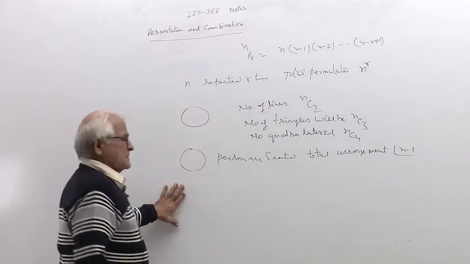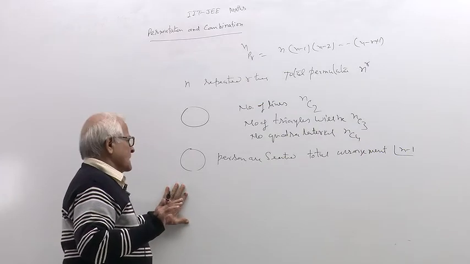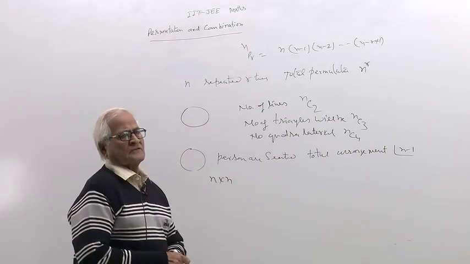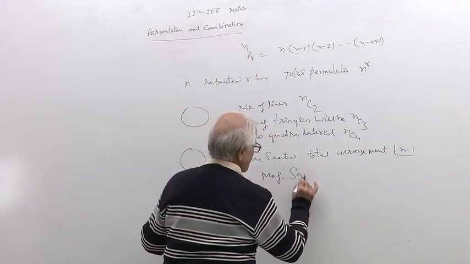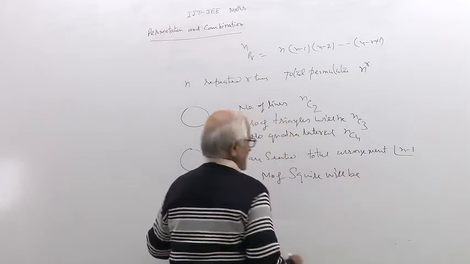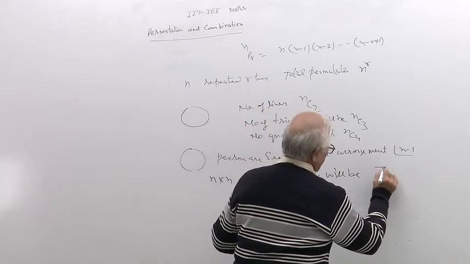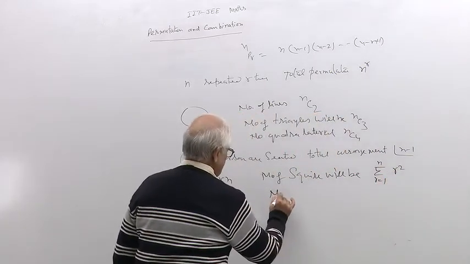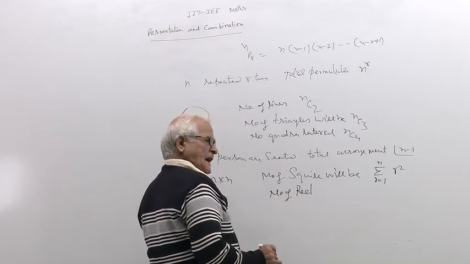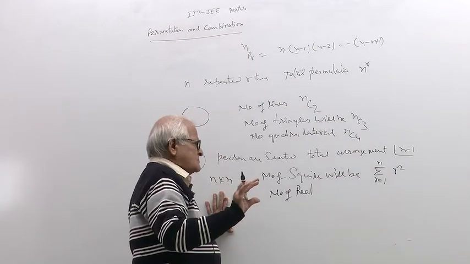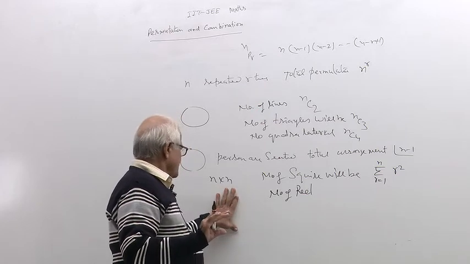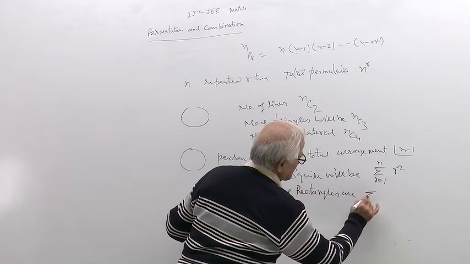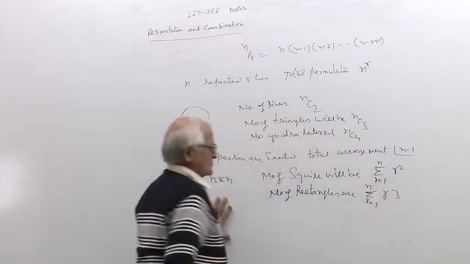Now, if you take a square, suppose n is any square. The number of squares will be what? The number of squares will be the sum of r squared, when r is equal to 1 to n. And the number of rectangles from an n into n area, then the number of rectangles will be sigma r cubed, r is equal to 1 to n.